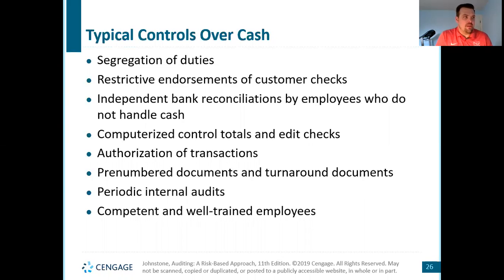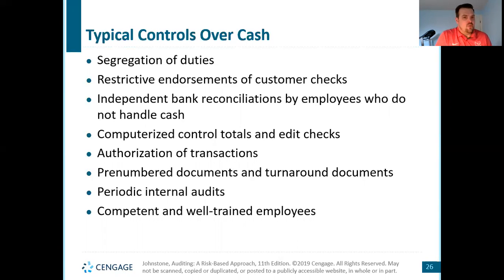Independent bank reconciliation by employees who do not handle cash. The bank rec should be done on a regular basis. Depends on the company. Could be done weekly, could be done monthly, but it should be done on a regular basis, and it should be done by someone who is not responsible for the cash. Because again, it's another spot where fraud could be caught if it's not the person who's actually handling the cash performing the reconciliation. Computerized control totals and edit checks: making sure that the total of checks that came in is the total on the deposit and that everything matches up.